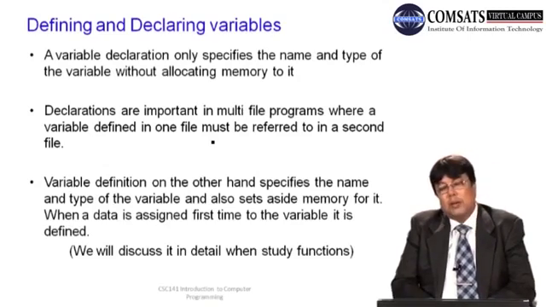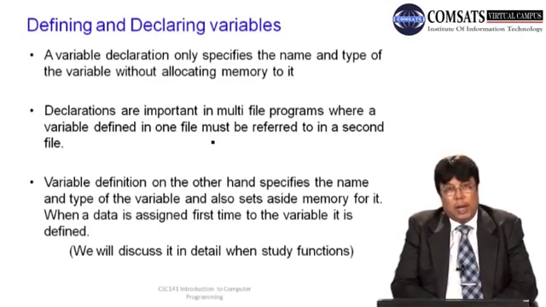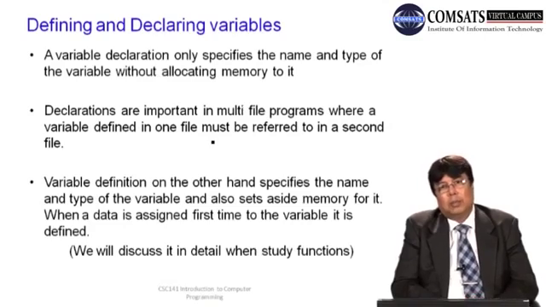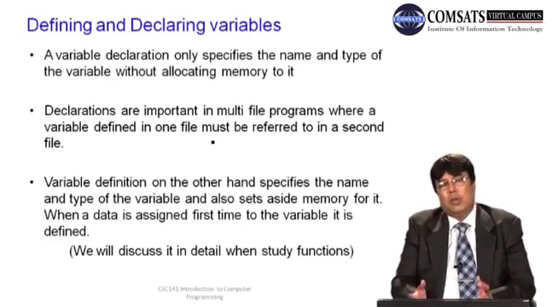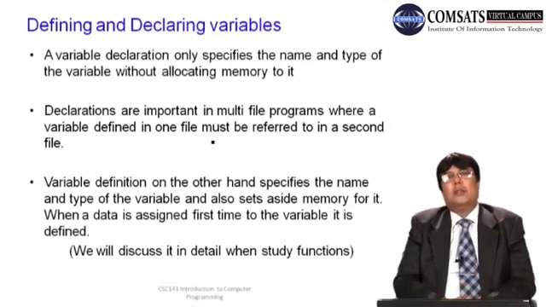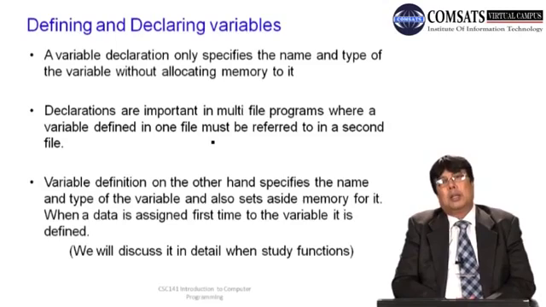Declarations are important in multi-file programs where a variable defined in one file must be referred to in a second file. You may wonder what the use is when no memory is allocated. The use is that if you are using big programs, you define the variables in one file. When you combine all these objects together, you need not redefine it in every place. So you declare, then you define.